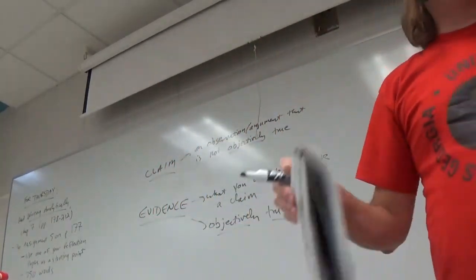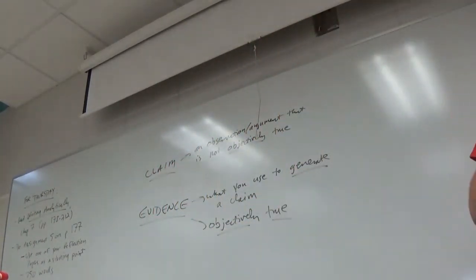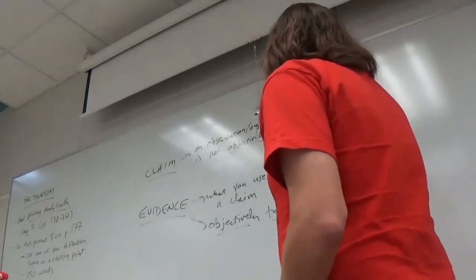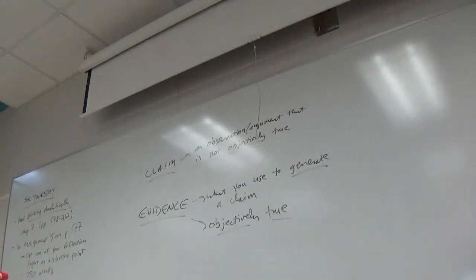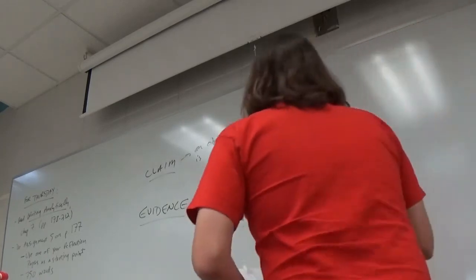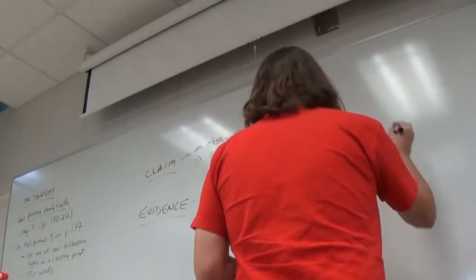So to give you some examples, I'm going to put two statements on the board, and you tell me which is the claim and which is the evidence, right? This is from a book by George Orwell called The Road to Wigan Pier.